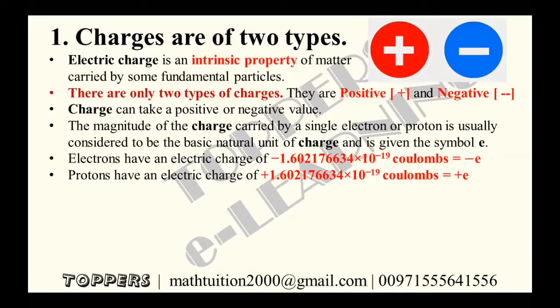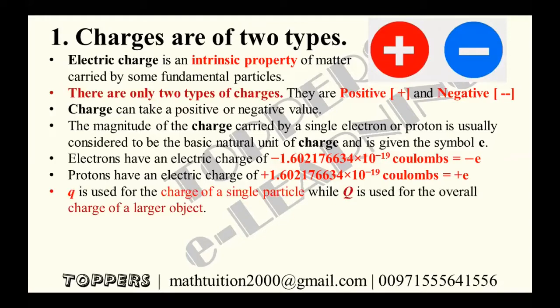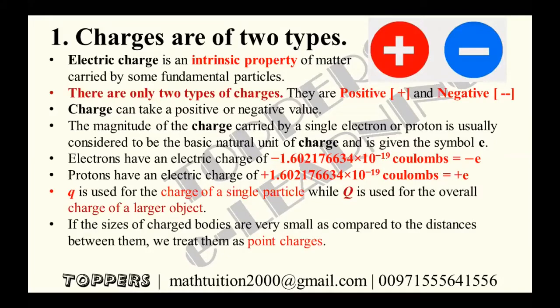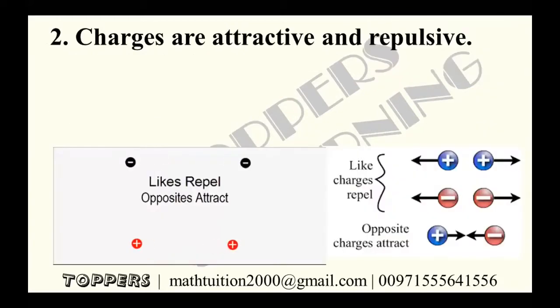Protons have an electric charge of positive 1.602176634 × 10⁻¹⁹ coulomb. So their magnitudes are the same, only the sign is different. For electron it is negative and for proton it is positive. So proton we can denote by positive e and electron by negative e. Small q is used for the charge of a single particle, while capital Q is used for the overall charge of a large object as a convention. If the size of charged bodies is very small as compared to the distance between them, we treat them as a point charge.